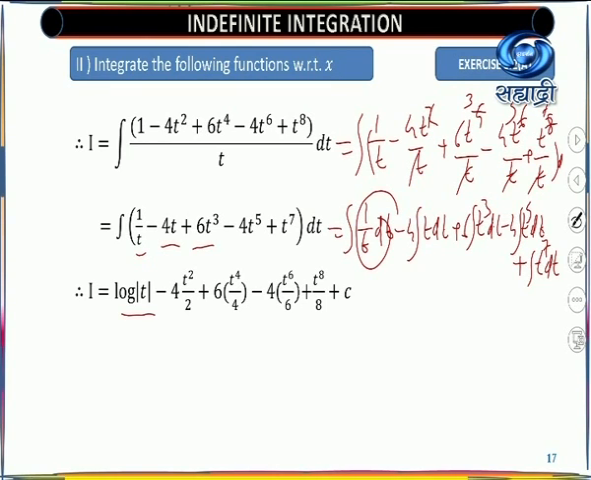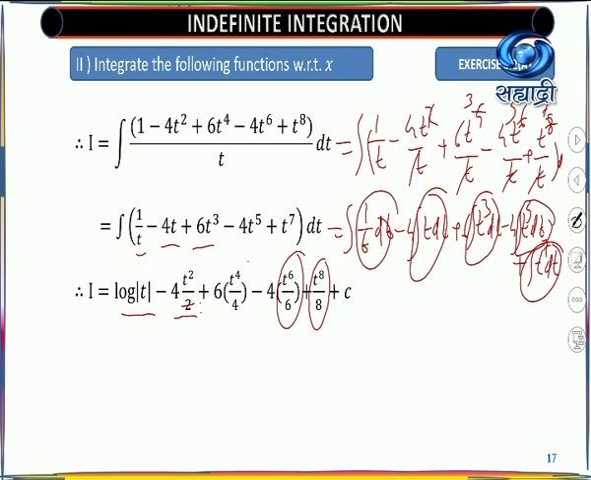So here you will get log t, here it is log of mod of t. Here you are having t, so you will get t square upon 2. Then here you are having t cube, so you will get t to the 4 upon 4. Fourth term will be t raised to 5, so you will get t raised to 6 upon 6. And this is t raised to 7, so you will get t raised to 8 upon 8 plus constant of integration.